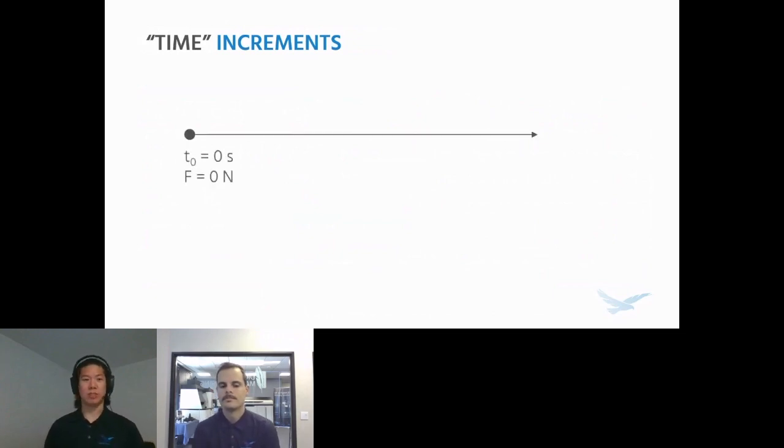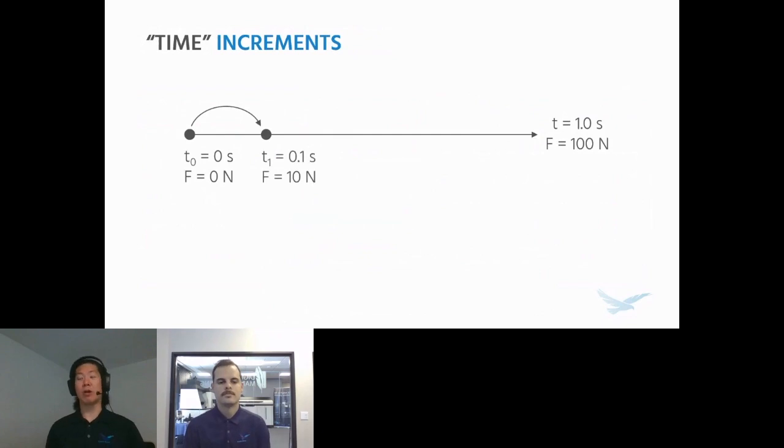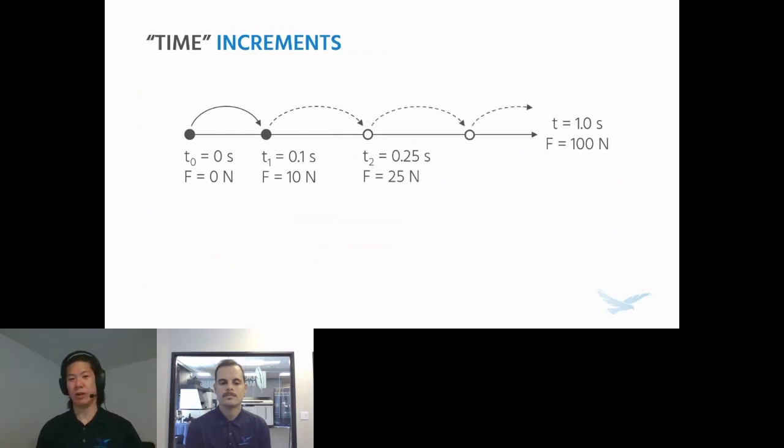A little bit of review on how this time incrementation works. If we have some problem, we start at time 0, and we want to get to the end. Let's say we want to apply 100 newtons. We don't do that all in one shot like we would in a linear analysis. When we're using a nonlinear simulation, we're incrementing. We're going to apply part of the load, and then we're going to apply more of the load, and then more and more until we get to the 100 newtons.